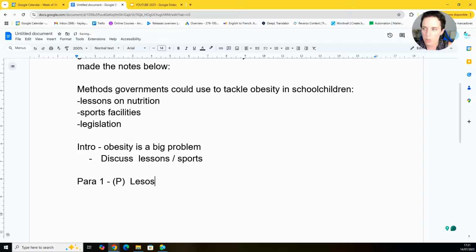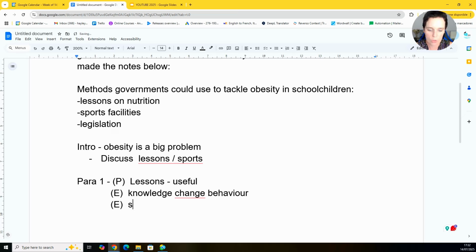Right. Moving on to paragraph 1, I need a point, explanation, and example. So my first point is going to be on lessons, and I'm going to say that lessons is useful. Then I need my explanation. Why is it useful? Well, the more knowledge you have about something, usually you use that knowledge to kind of change your behavior, right? If you're aware of something. So if you're aware of how obesity works, then you're probably less likely to be obese. Then I need an example. So I'm just going to invent like a study or a program, a school program, in, let's say, I don't know, Finland or something.